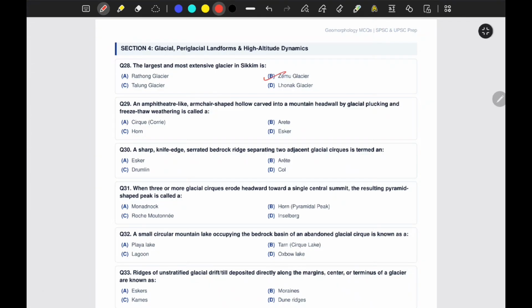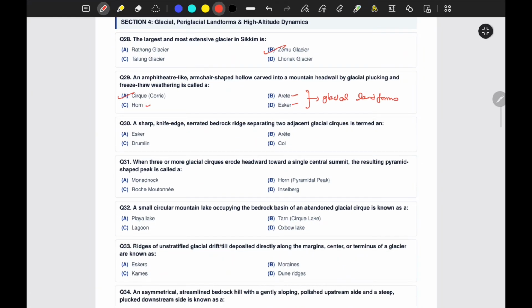An amphitheater-like, armchair-shaped hollow carved into a mountain headwall by glacial plucking and freeze-thaw weathering is called an arete, esker, horn, or cirque. The correct answer is cirque. Arete, esker, horn, cirque: these are all glacial landforms, formed due to the action of a glacier.